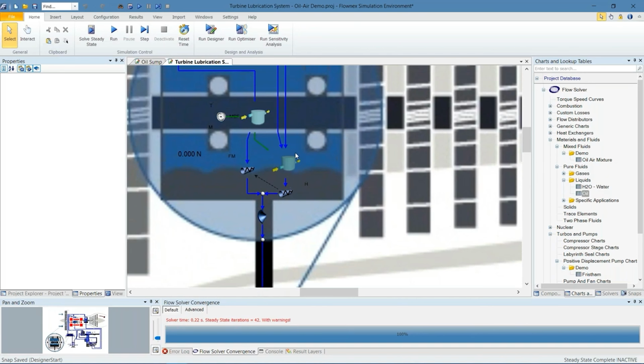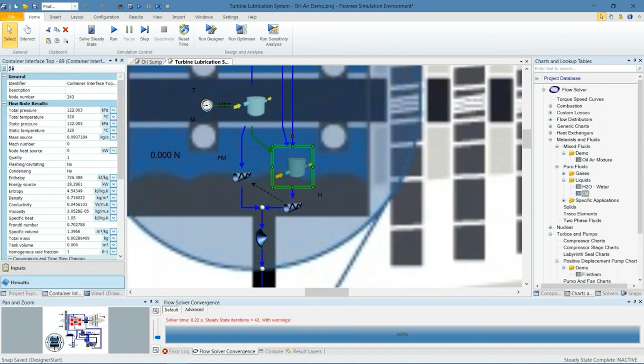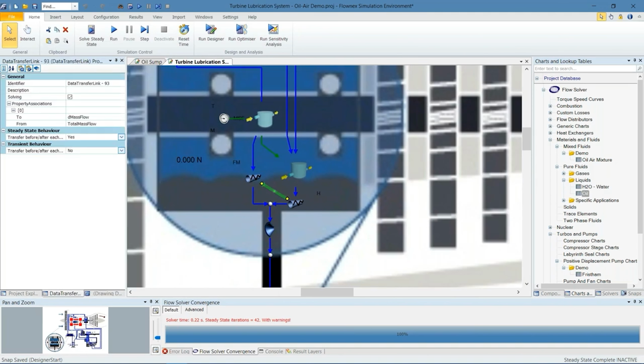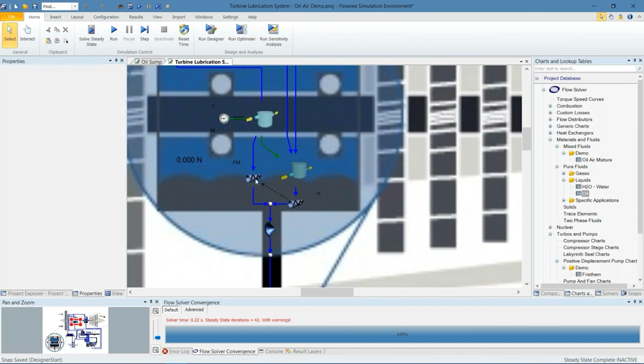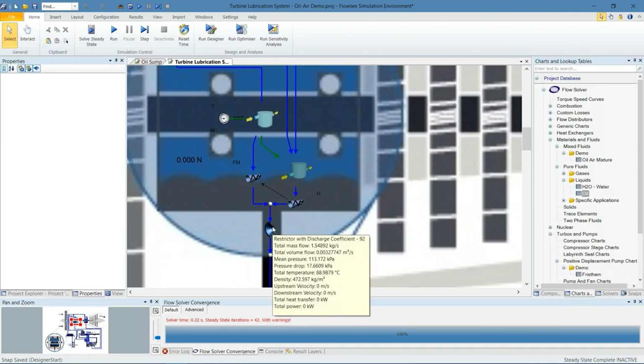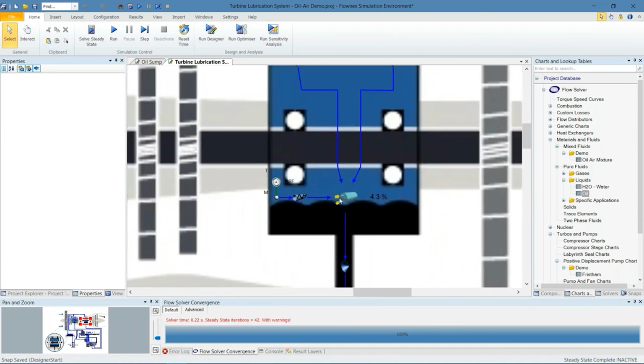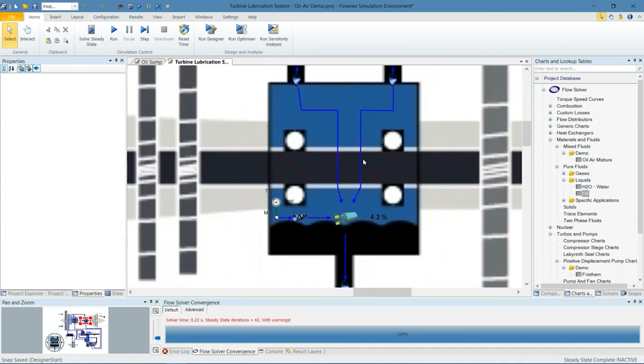Here I've used the same approach as before, using the container interface to model the air and oil phases separately, and then using a data transfer link and a fixed mass flow to account for some carryover air into our oil stream and our scavenge line. On the right-hand side, I've just used a two-phase tank. Here we have our oil and air mixing.